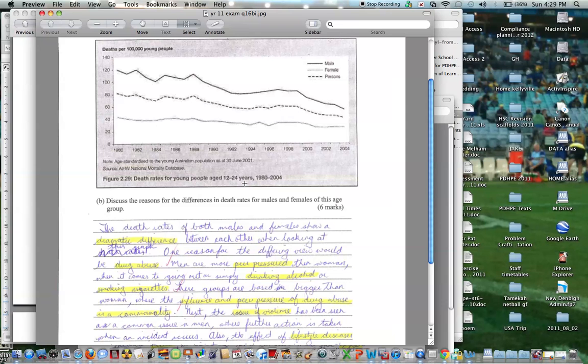Okay, and students just didn't answer this question well at all, and they didn't read it carefully in order to get the best response. So that's a lesson to be learned for most students. For 6 marks, the reasons for the differences in death rates for males and females, not from 1980 to 2004. So that was question 16b.